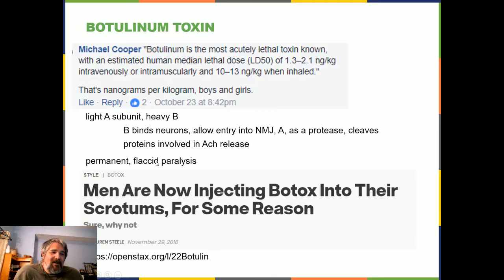And of course, punching laterally, I guess. Here we go with men choosing to have their scrotums Botoxed, I guess to make it look smoother. I don't know. I can't. Whatever. Okay.